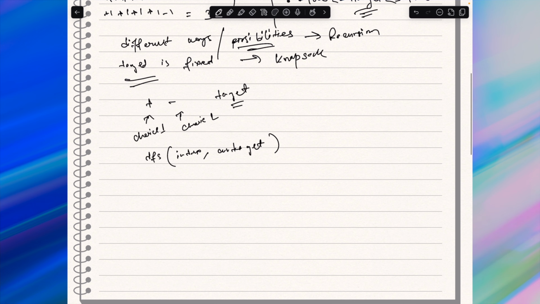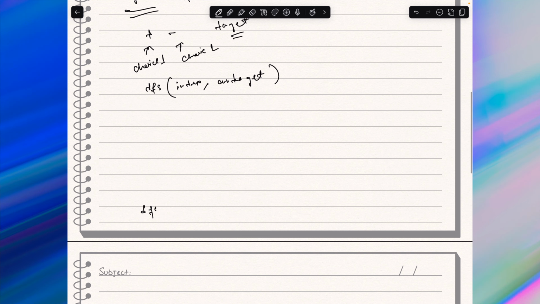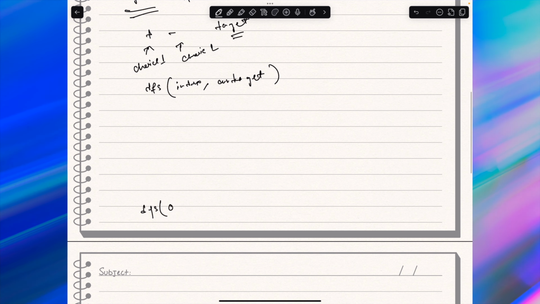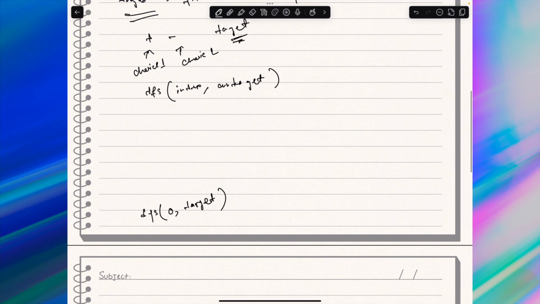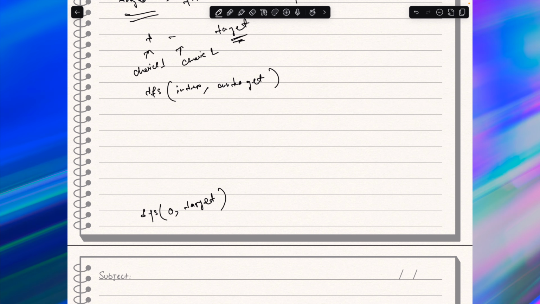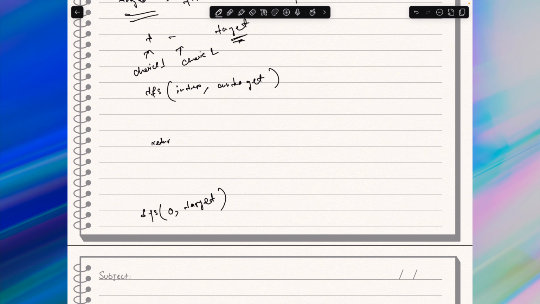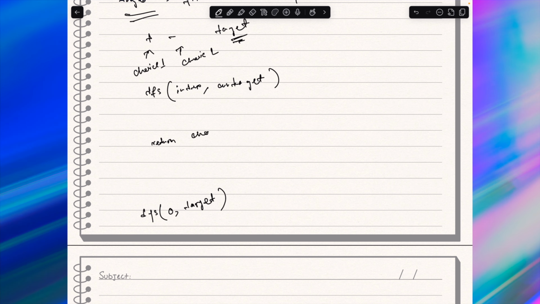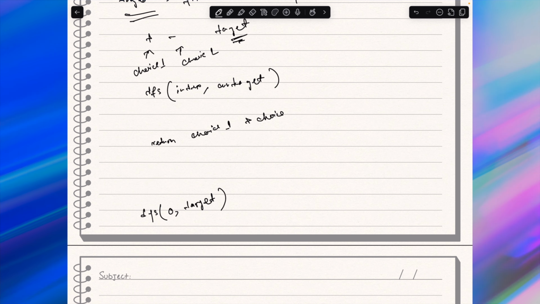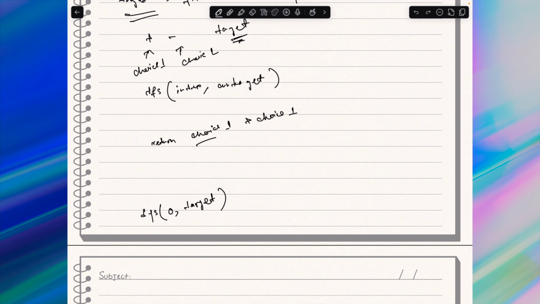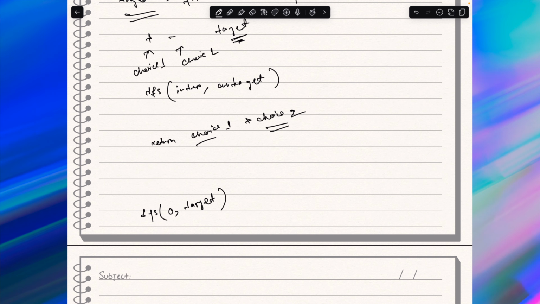So over here we can call this DFS function with 0 and the current target, which is the target over here. So DFS of 0, and over here what we can do is return choice 1 plus choice 2. But what will be choice 1 and choice 2?